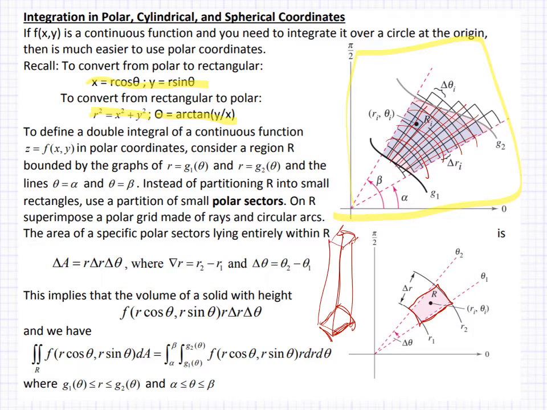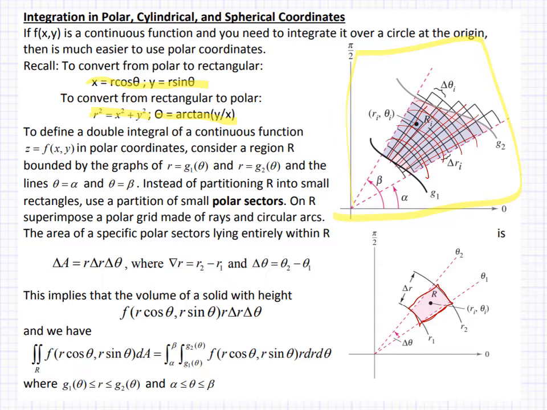And you've got to figure out the volume of what one of these prisms would look like. Well, it's just area of the base times the height. But the height we know is the function value. So it's really just the area of the base. So we need to look at the area of one of these polar sectors.